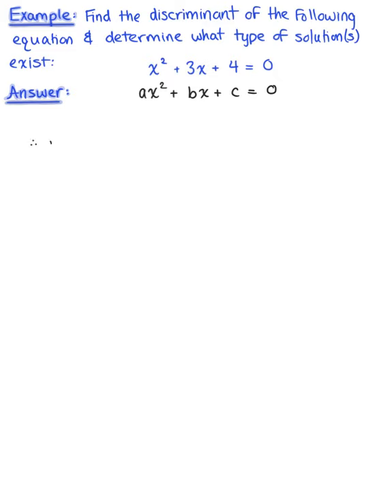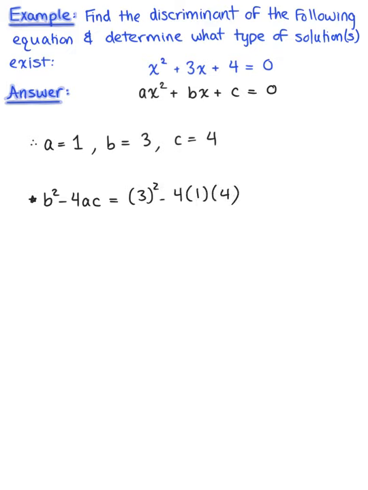So we can conclude that a is equal to 1, that b is equal to 3, and that c is equal to 4. So plugging these coefficients into our discriminant formula, b squared minus 4 times a times c, we have 3 squared minus 4 multiplied by 1 times 4. So 3 squared gives us 9, minus 4 times 1 times 4 is 16.